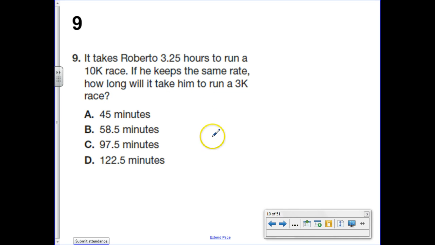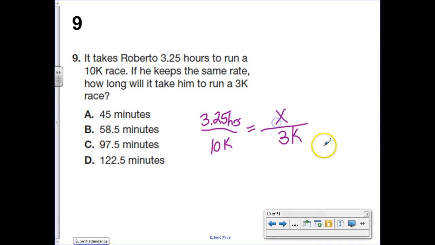On number 9, this one is another one of these nasty tricky ones because it says Roberto is taking 3.25 hours and he's running a 10K race. Using that same speed or that same rate, how long would it be for a 3K race? And you find this.